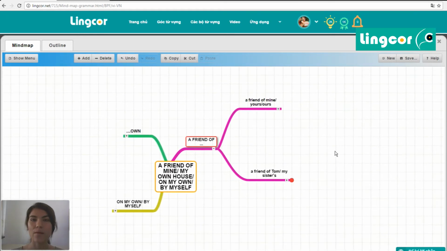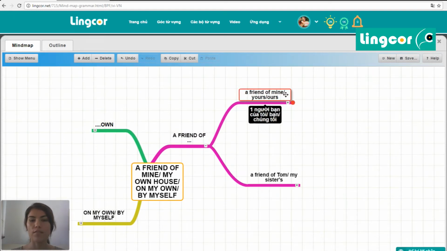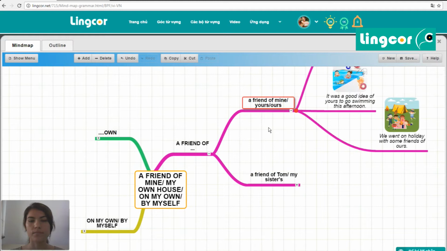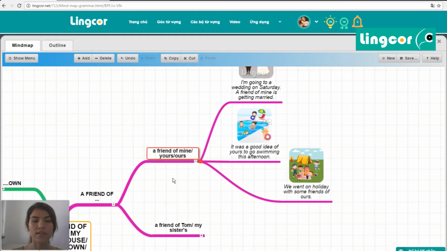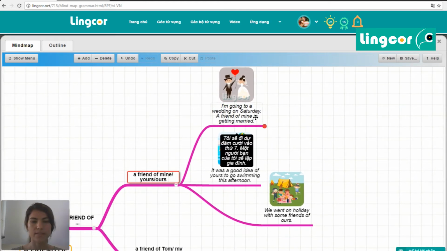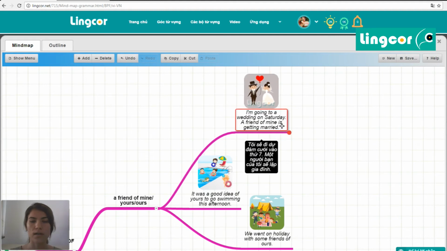We can say a couple of things when using a friend of: a friend of mine, yours, or ours, and a friend of Tom, my sister's. In using a friend of mine, yours, or ours, here are some examples. We use a friend of to come before. I'm going to a wedding on Saturday. A friend of mine is getting married.